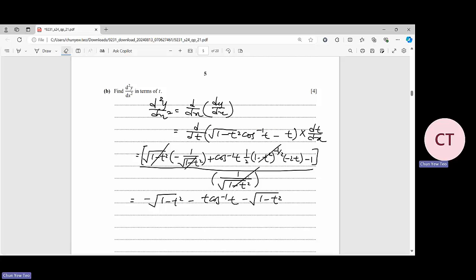However, I don't cancel it over here because it's quite confusing if I cancel them directly like this. So after simplifying, you find out that these two are the same. They can combine together. So at the end, your answer will be negative 2 square root of 1 minus t squared minus a t cos of t. Just like that, done. So that will be the answer for number 3.